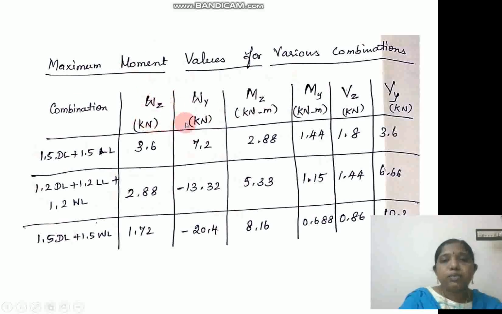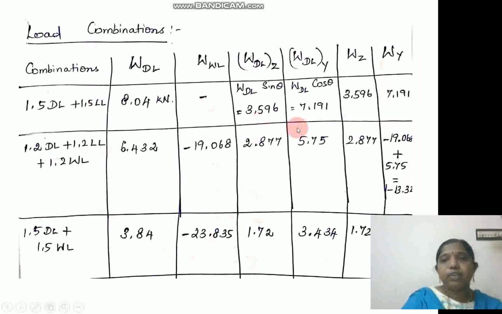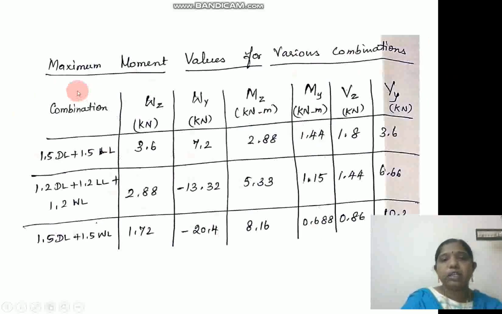We know what is Wz and Wy from the previous one. So you are going to take the values of these combinations and consolidate it over here. So you write it down with the sign values, because this shows it is away from the structure. Next, you have to calculate what is Mz, My, Vz and Vy. Out of these four values, which one is going to create the maximum effect? We are going to take those forces and design it.